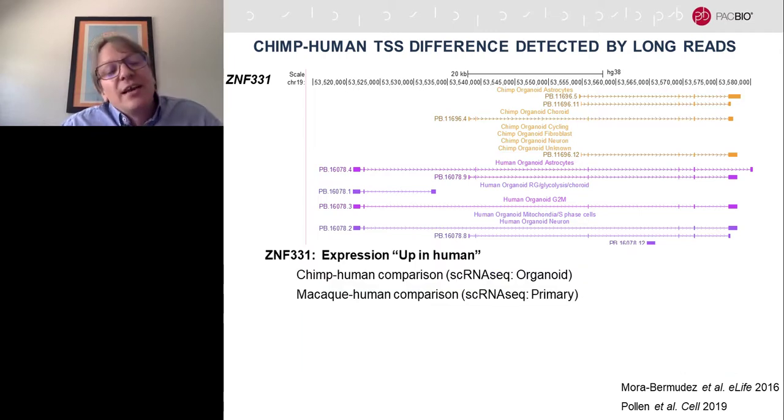And interestingly, ZNF331 is one of the genes that by single cell experiments in organoids and in primary cells is a gene that's up in humans, so it's higher expressed in human. And so those studies were done using short reads, and so they would have all just boiled these reads all together and said ZNF331 is up. But by having this information, it appears that perhaps it's a new promoter that's driving the transcription of ZNF331, and maybe that's why it's up.